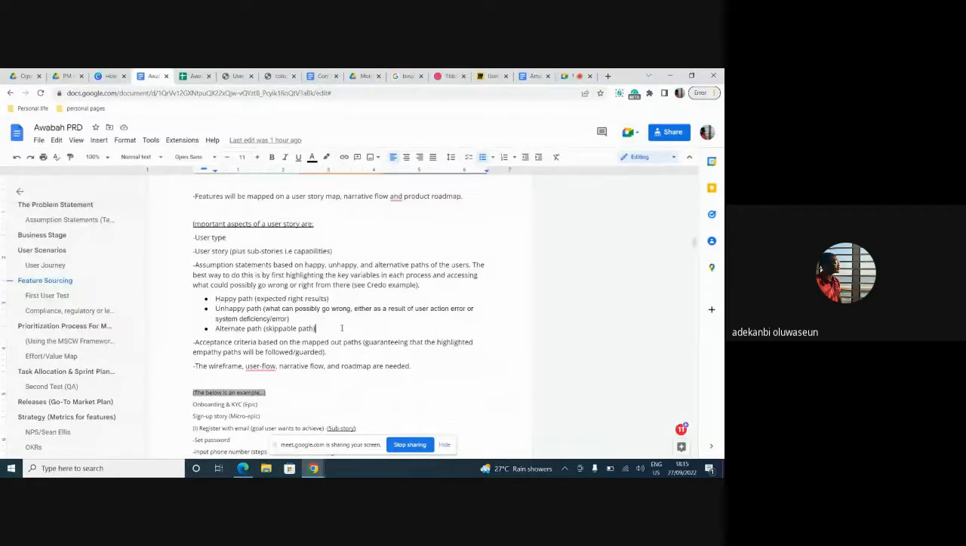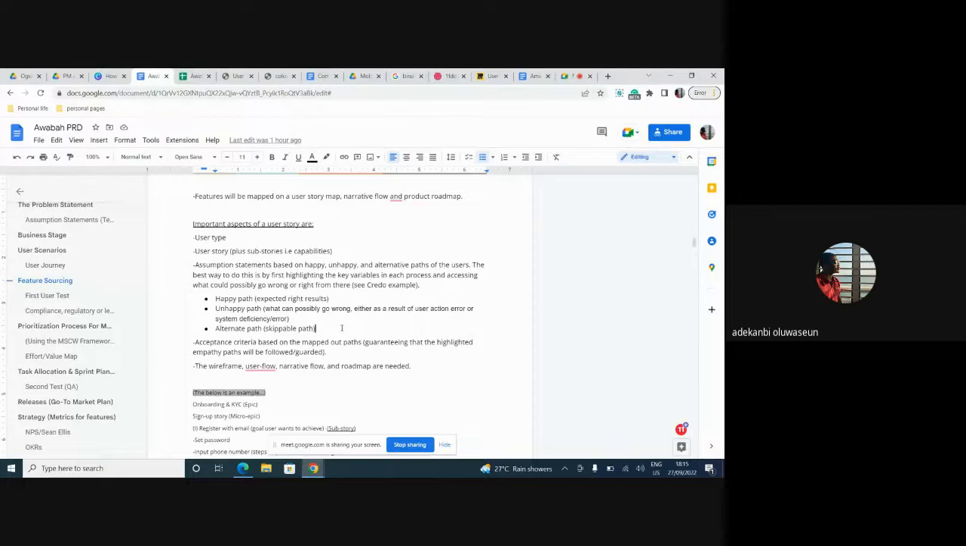Now, what does assumption statement mean? It means that you want to assume that, okay, for this feature, if the user decides that they don't want to log in, they want to use their Google Mail, they don't want to type their password, they want to rather use their social media as an entry point, you want to factor that in as part of the things you must consider in the feature, right?